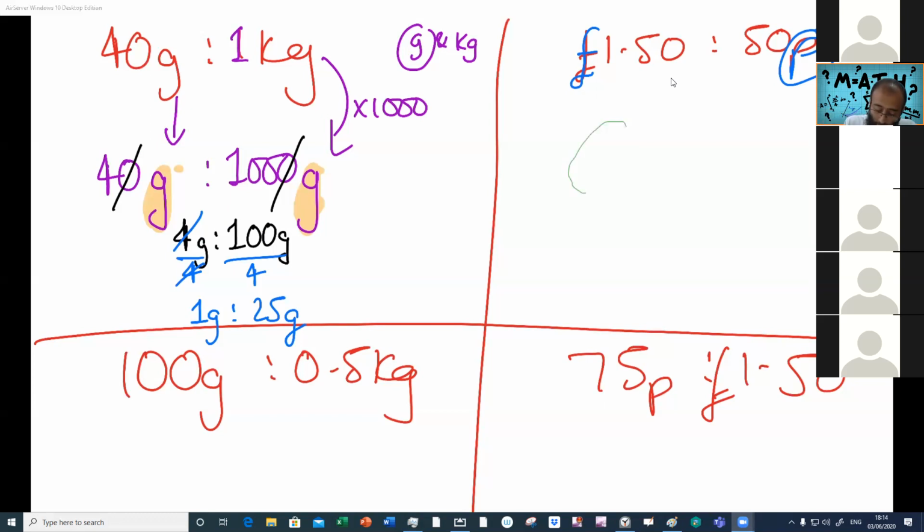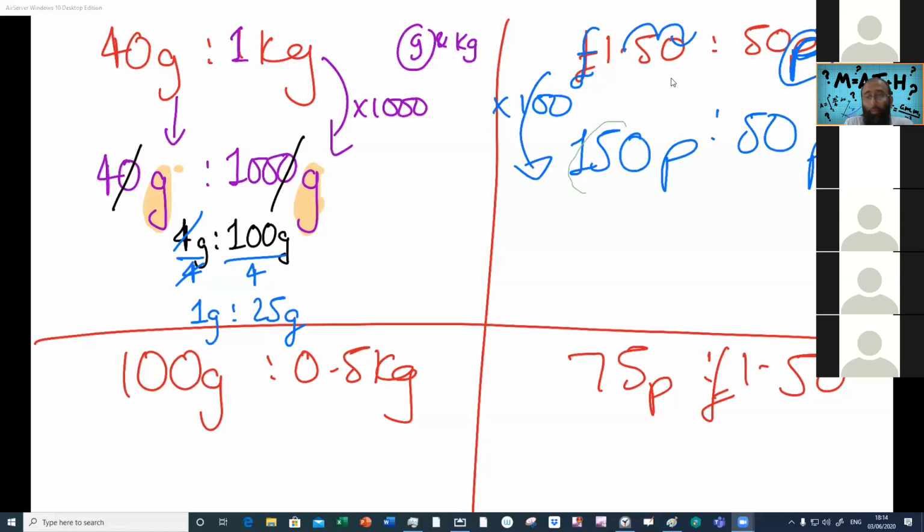Right, so I'm going to change them both into pence. Because that's already 50p, that stays as 50p. £1.50 can nice and easily convert into pence by multiplying by 100. So that'll give you 150 pence. Now both of them are pence. Good. Now you've got to cancel.